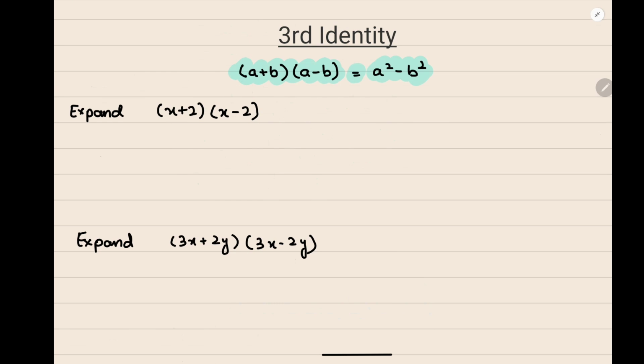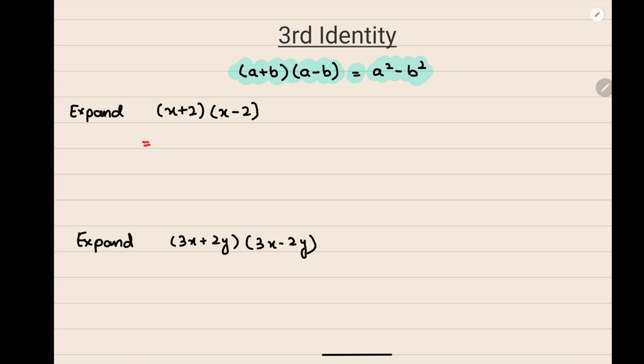Now, the last identity, which is called the third identity. When we have (a + b) multiplied with (a - b), then the answer will be a squared minus b squared. So we will apply this identity to expand our questions.